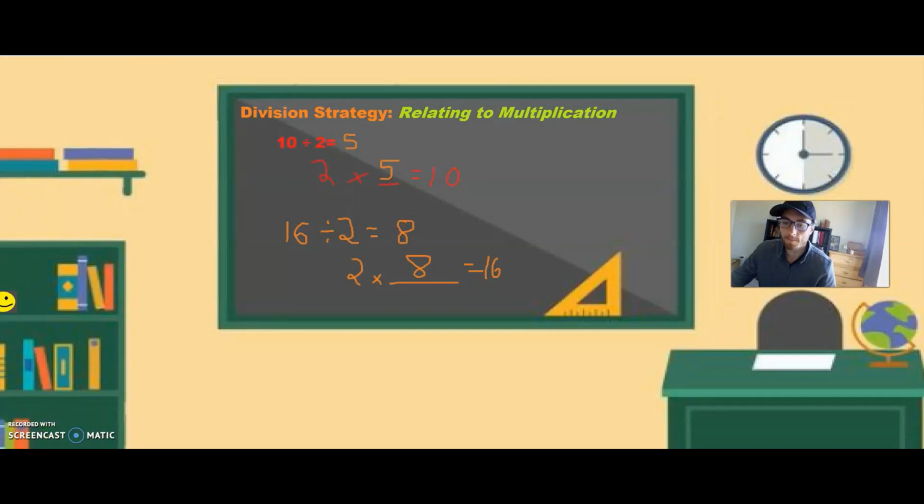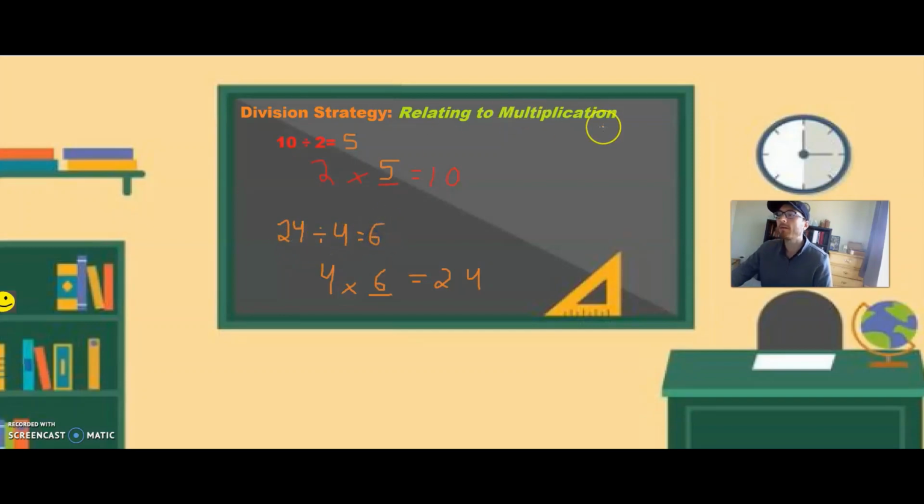Let's say we have 24 divided by 4. Maybe I don't know what that is, but if I think, 4 times something gives me 24, and I know 6 times 4 gives me 24, or 4 times 6, yeah, it does. I remember that. Well, then I know 24 divided by 4 equals 6.